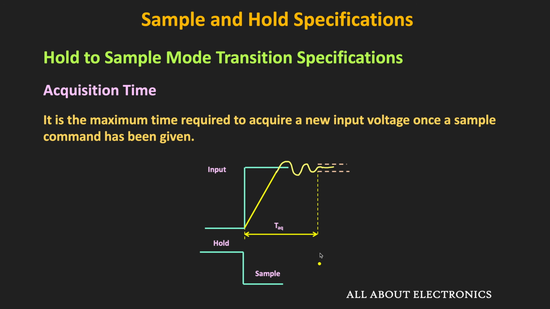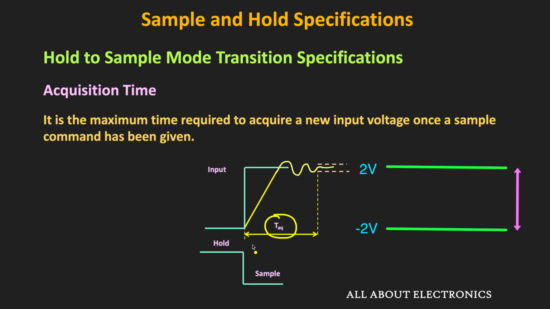That means the time required by the sample and hold to reach within the specified error band is known as this acquisition time. Obviously, the maximum acquisition time will occur when the hold capacitor needs to charge to the full scale voltage range. Let's say the full scale voltage range for the sample and hold is from -2 to +2 volt. For example, if the hold capacitor needs to go from -2 volt to +2 volt, in that case, we will see the maximum acquisition time.